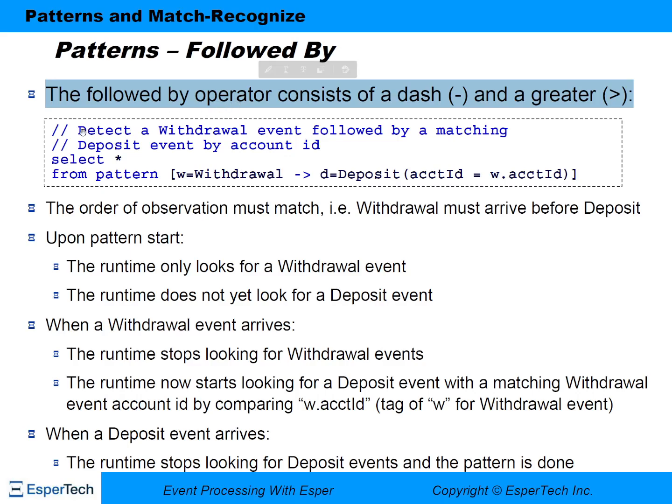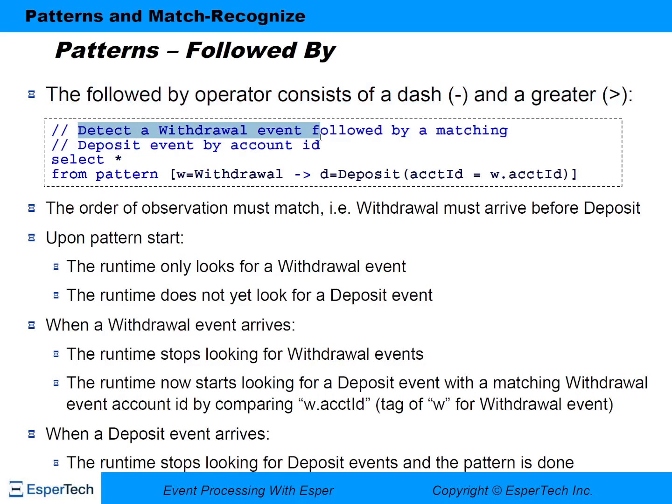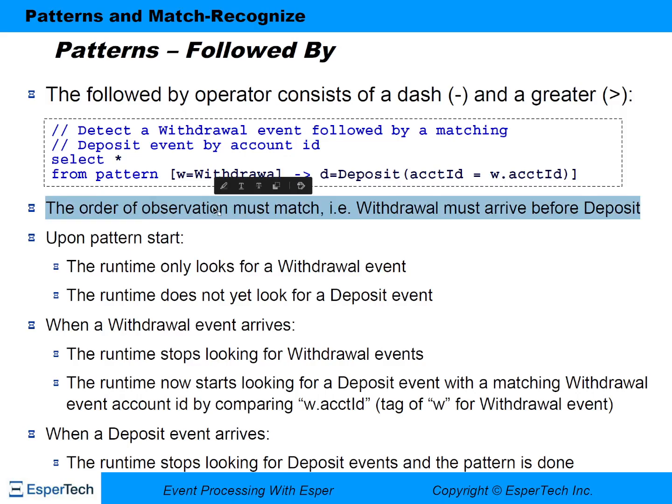Let's say we want to detect a withdrawal event followed by a matching deposit event. The account ID of the deposit event must be the same as the account ID of the withdrawal event. The EPL is: select star from pattern W equals withdrawal followed by D equals deposit parenthesis account ID equals W dot account ID. For this pattern to fire, the order of observation must match. The withdrawal event must arrive before the deposit event.